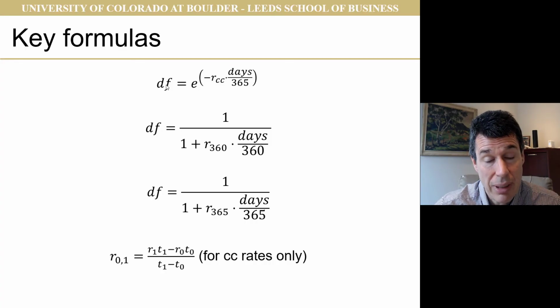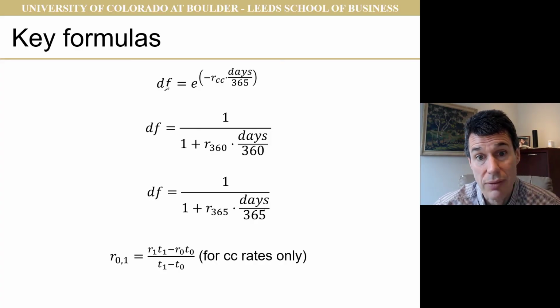For an actual over 360 rate, discount factor equals 1 over 1 plus R360 times days over 360. And for an actual over 365 rate, pretty much the same formula: discount factor equals 1 over 1 plus R365 times days over 365. The key thing to keep straight is that the discount factor is always the same. The present value of a dollar is always the same no matter how we quote the interest rate.